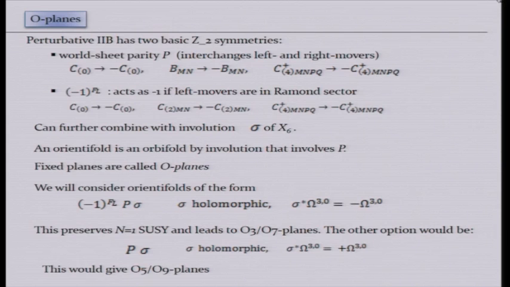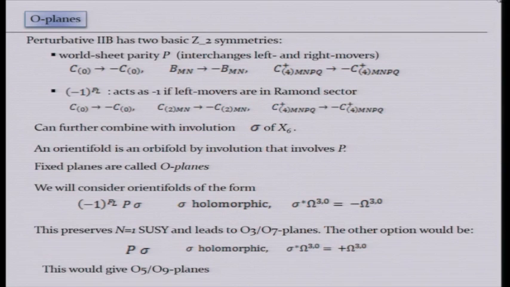Why did I get O7 planes, for example? Well, O7 planes would be the fixed locus. I have three coordinates in the Calabi-Yau, z1, z2, z3. Let's take something that looks locally like z3 goes to minus z3. The fixed locus is z3 equals 0, so that gives me an O7 plane. And if you remember that omega_(3,0) locally looks like dz1 wedge dz2 wedge dz3, if z3 goes to minus z3, that means that omega goes to minus omega. So this is a quick way to see the relation between O7 planes and this kind of involution.